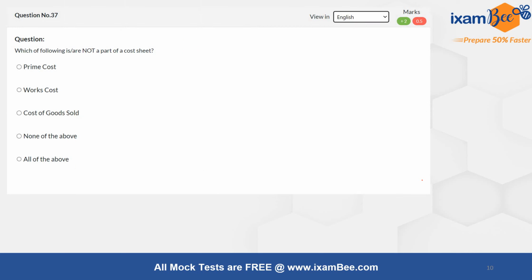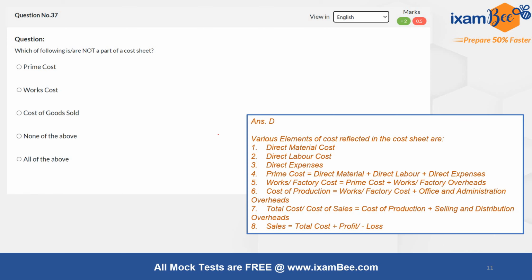Let's move to the next question. Which of the following is or are not a part of the cost sheet? So the cost sheet is prepared to know the cost pertaining to the products or the services that the company provides. So is it the prime cost, the works cost, the cost of goods sold, or none of the above, or all of the above? The correct answer here is D, none of the above, which means that all of these are part of the cost sheet.